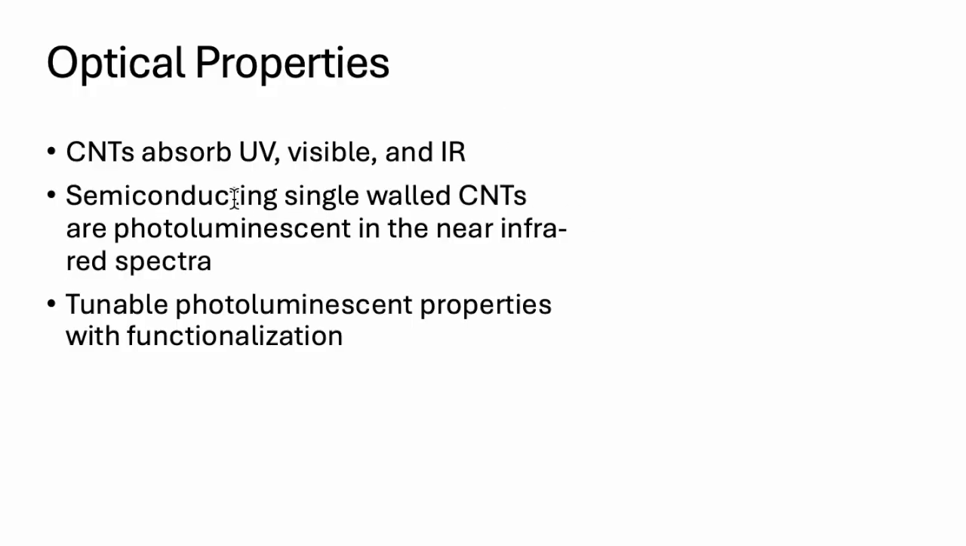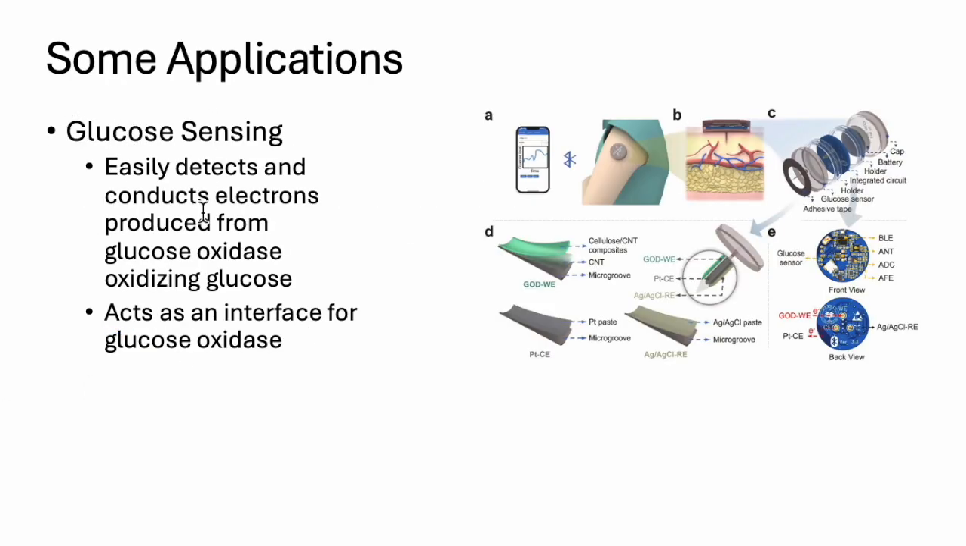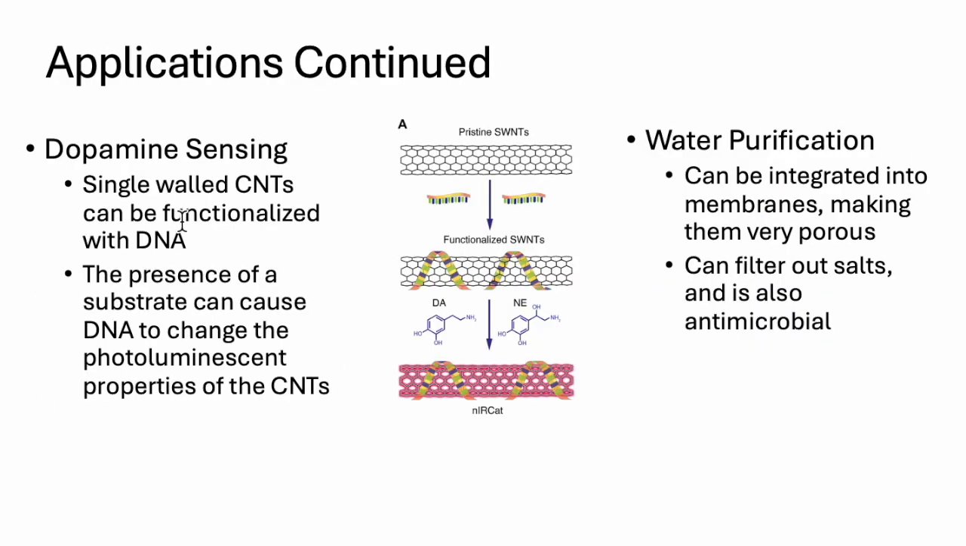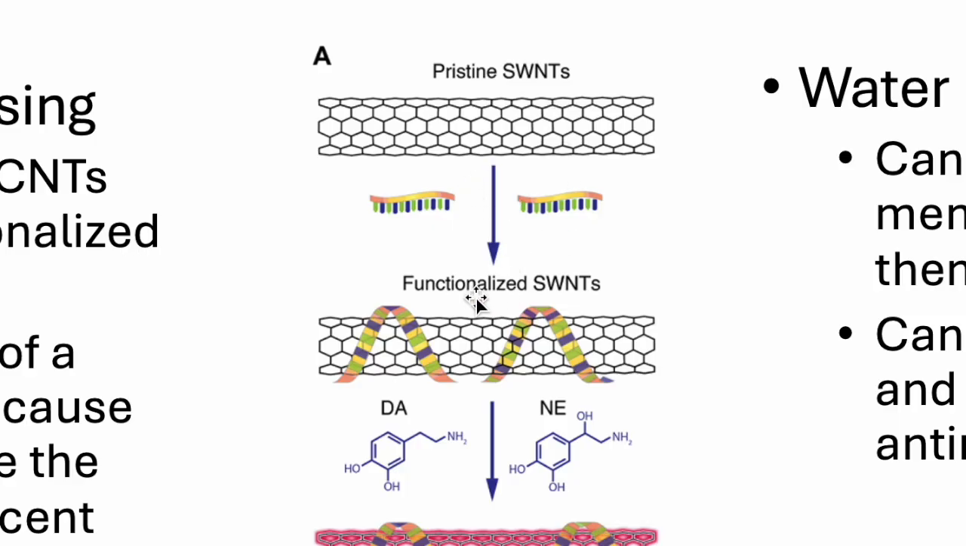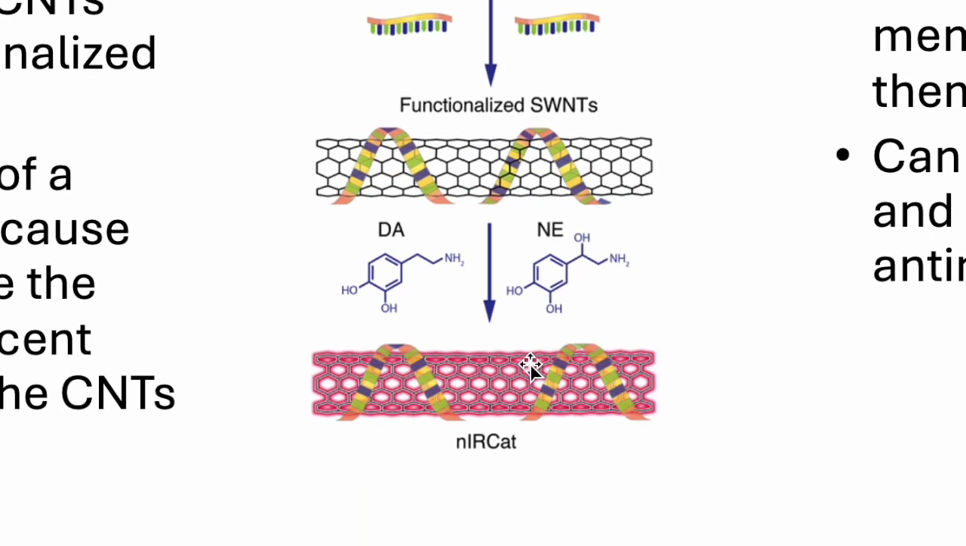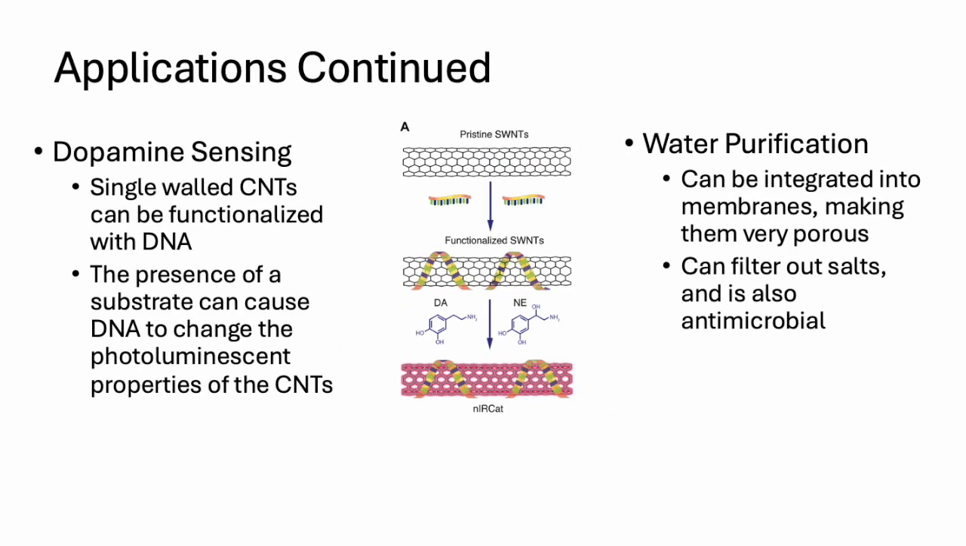Semiconducting single-walled carbon nanotubes are the only photoluminescent ones, but this can be modulated with functionalization with different chemicals attached to them. And some of the applications are glucose sensing, dopamine sensing, and water purification. And here's an example of functionalized single-walled nanotubes. It changes its response in your infrared photoluminescence.